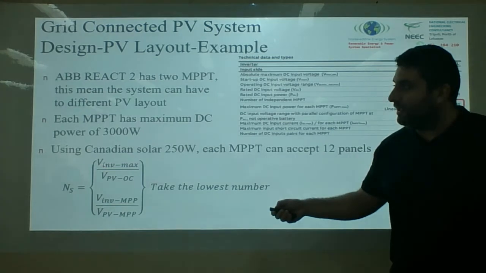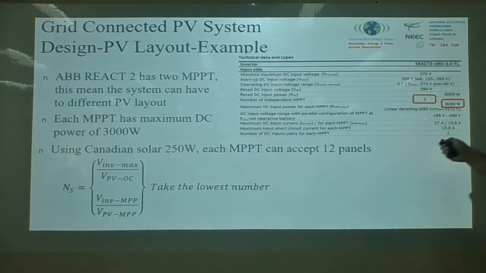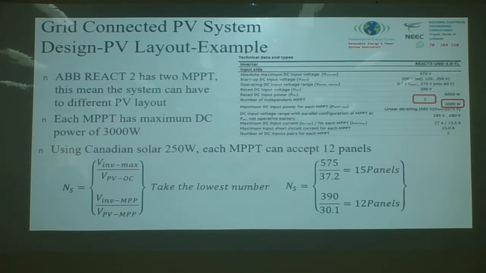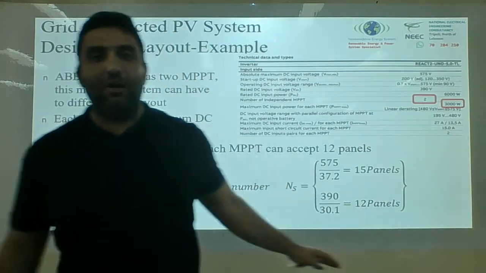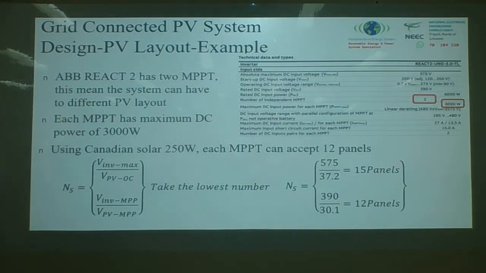This value, V inverter max, is 575. This is 390. In my case, great, perfect. I can choose 12 panels. 12 panels will work perfect for me. I can put 13 if you want, because this system will give you 12.9. Is that clear now how I determine the number of panels in series and parallel?